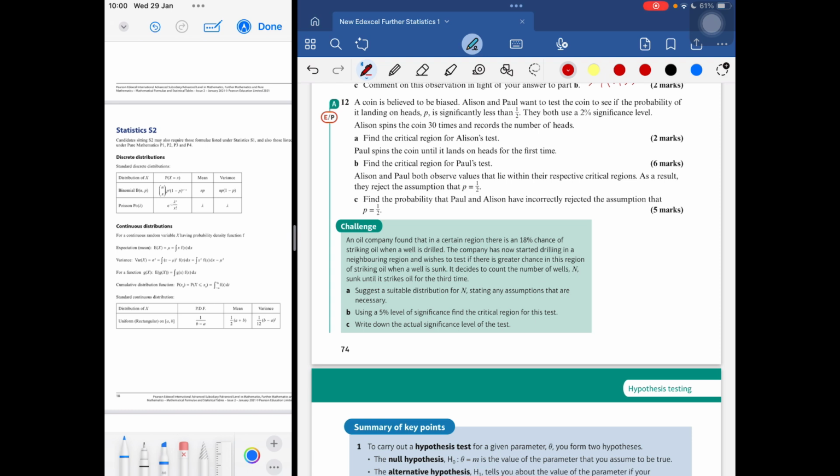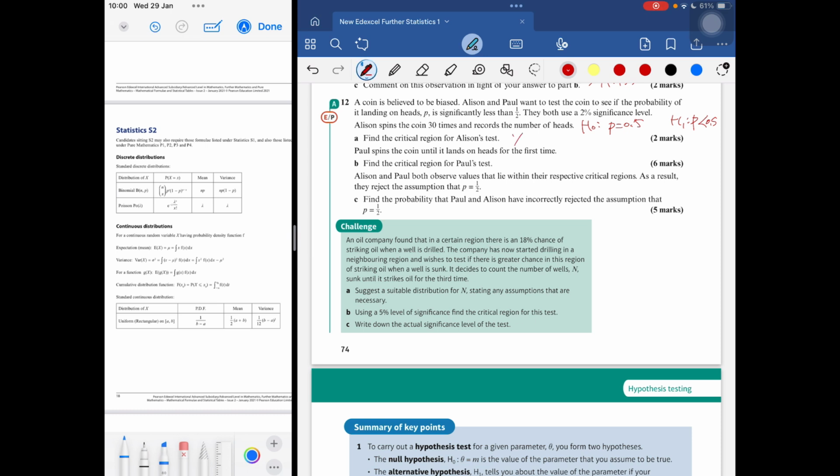And number 12, a coin is believed to be biased, p significantly less than half. Use a 2% significance level. Allison spins the coin 30 times and records the number of heads. Critical region? Okay. So for Allison, this is binomial. So now we are thinking this is biased, but we assume that it is not biased. So for Allison, H0 is p is 0.5, and H1 is p is less than 0.5.